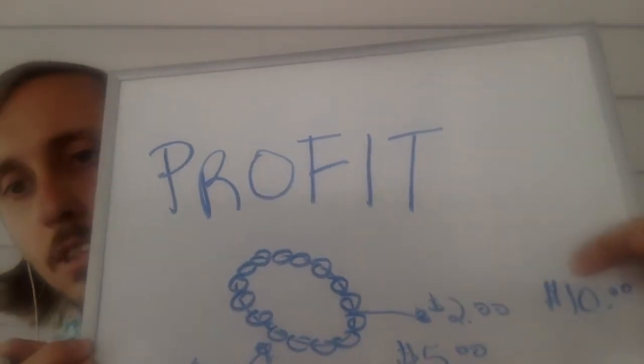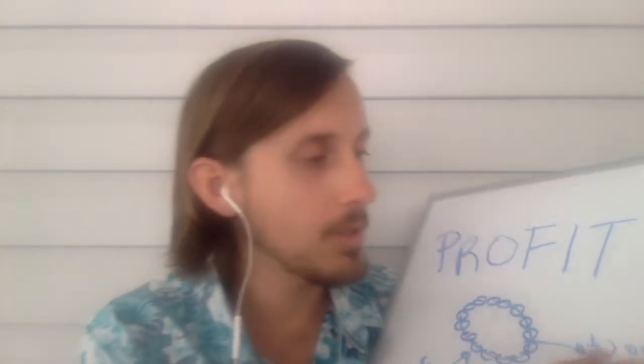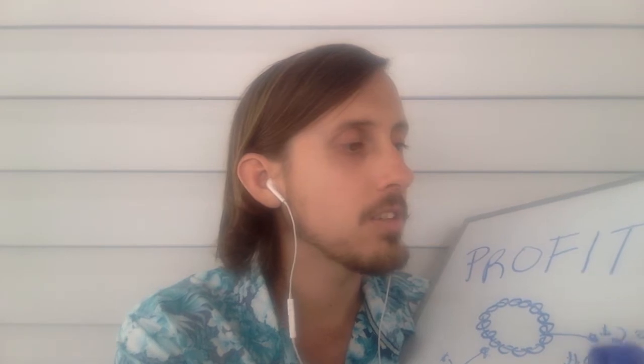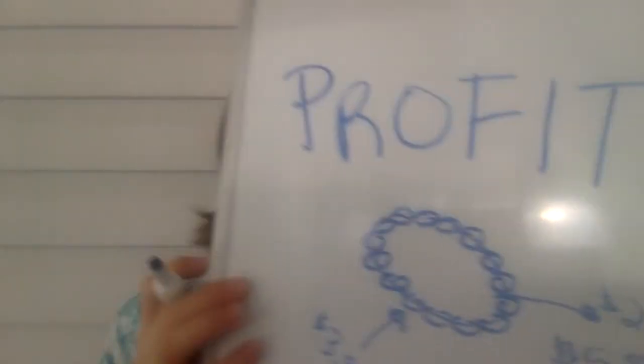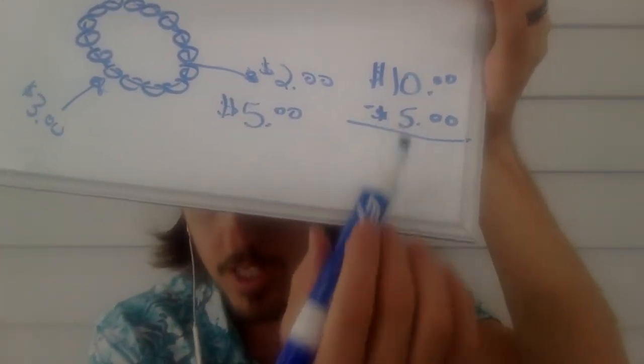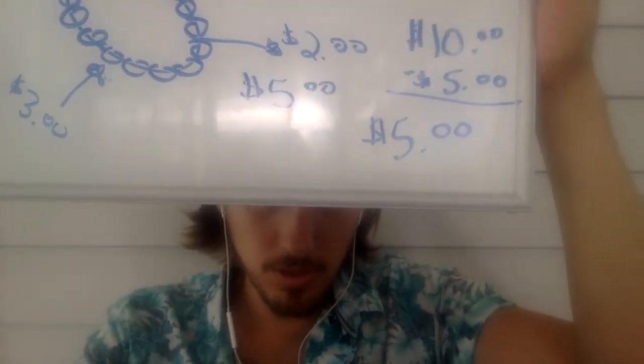That's the price that you're selling it to your customer. So you would subtract the $5 from the $10, because this is the money that you already spent. You don't have that money anymore. And what's left is a $5 profit afterwards.